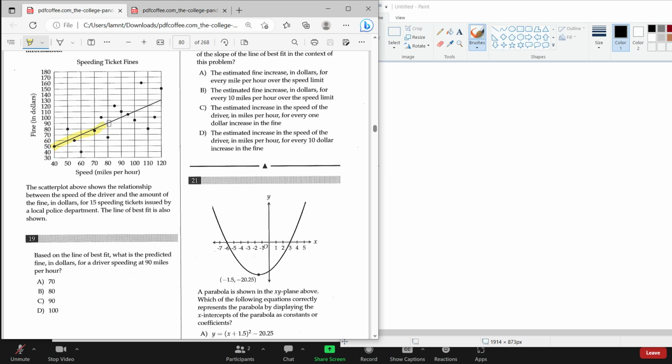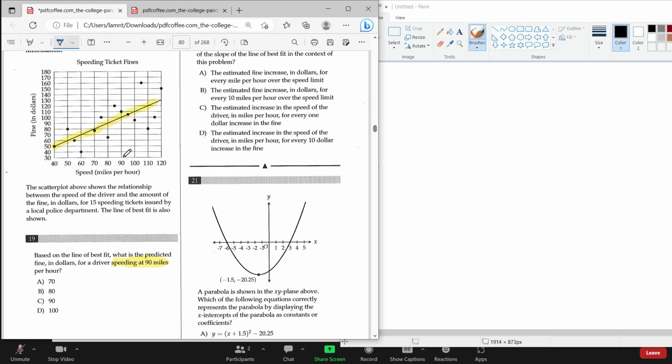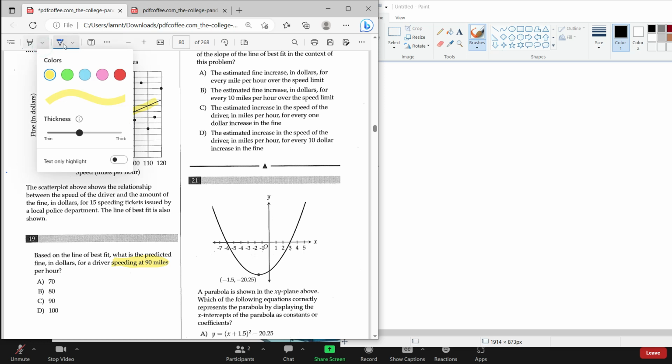Right. So number 19, based on the best fit line, what is the predicted fine in dollars for a driver speeding at 90 miles per hour? Alright. So because the driver was driving at 90 miles per hour, we're gonna find the speed at 90, and we're gonna raise up a line until it touches the prediction line, the best fit line.